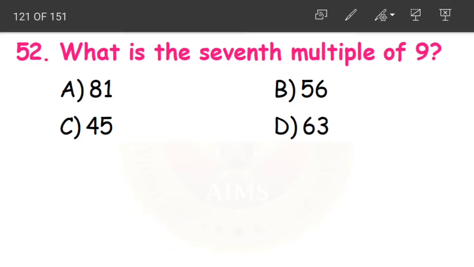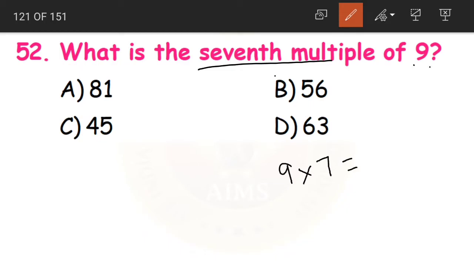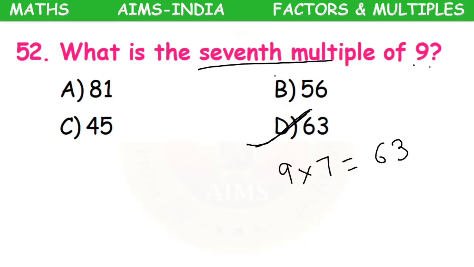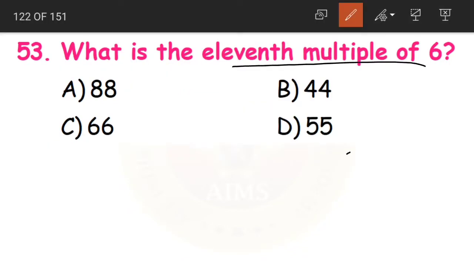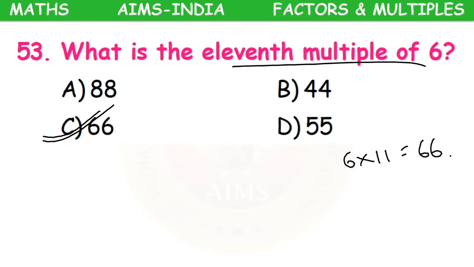What is the seventh multiple of 9? Again, we have discussed earlier. When we say the seventh multiple of 9, it is nothing but 9 into 7. 9 into 7 is equal to 63. So 63 is the correct answer. Next question. What is the 11th multiple of 6? Again, 11th multiple of 6 means 6 into 11 is equal to 66. So 66 is our correct answer.